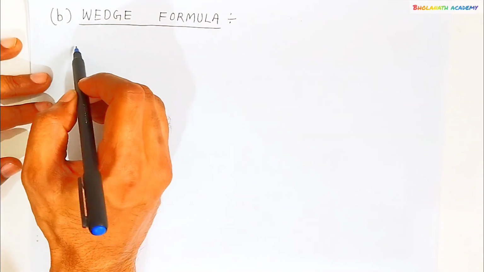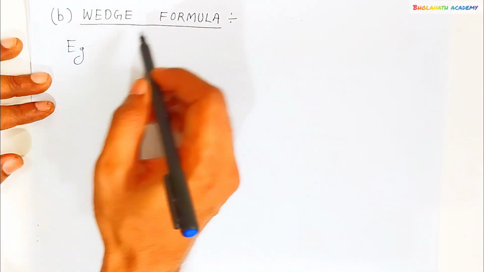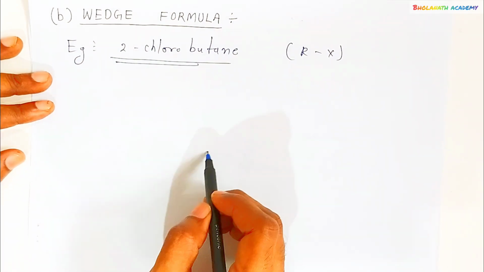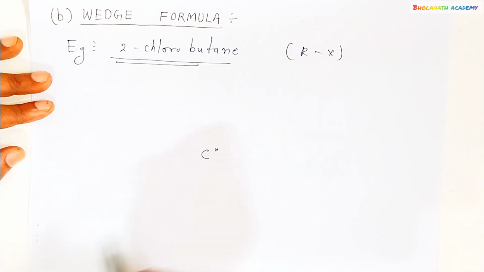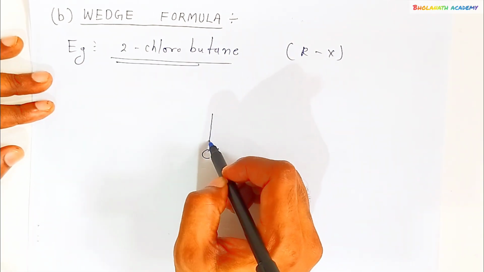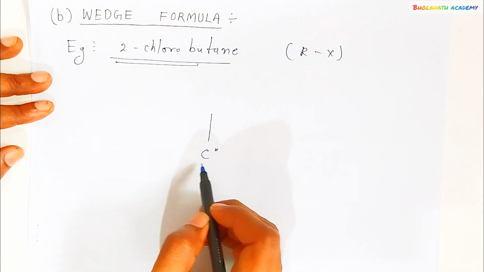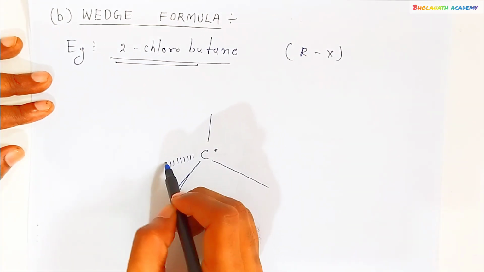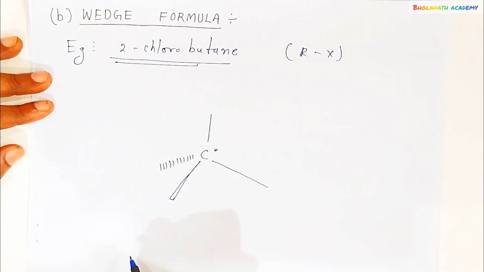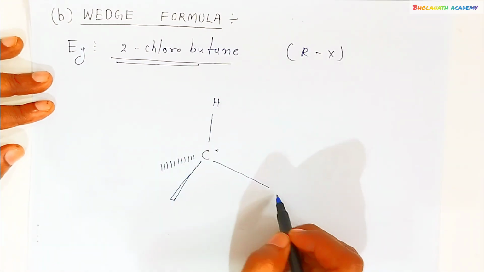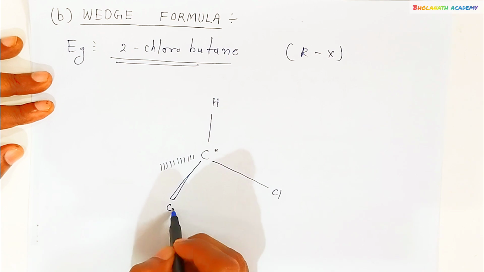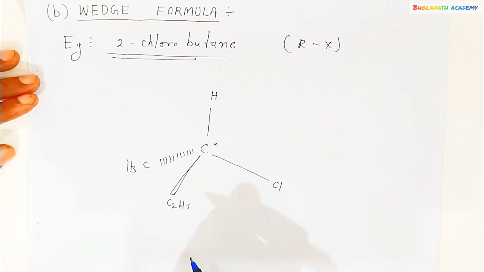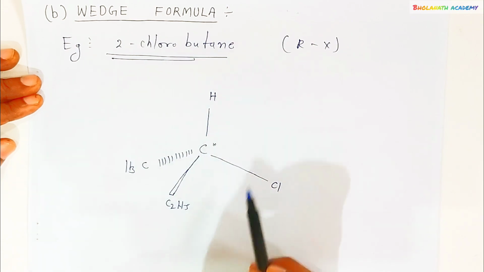The same compound we are now going to represent in wedge formula. How are you going to represent it? This is the carbon students. Now here you have to represent the two bonds in the plane like this, and the bond at the back side we represent with this. So this is hydrogen and this is chlorine. You can represent C2H5, this is CH3. This way you can represent the wedge formula of 2-chlorobutane.